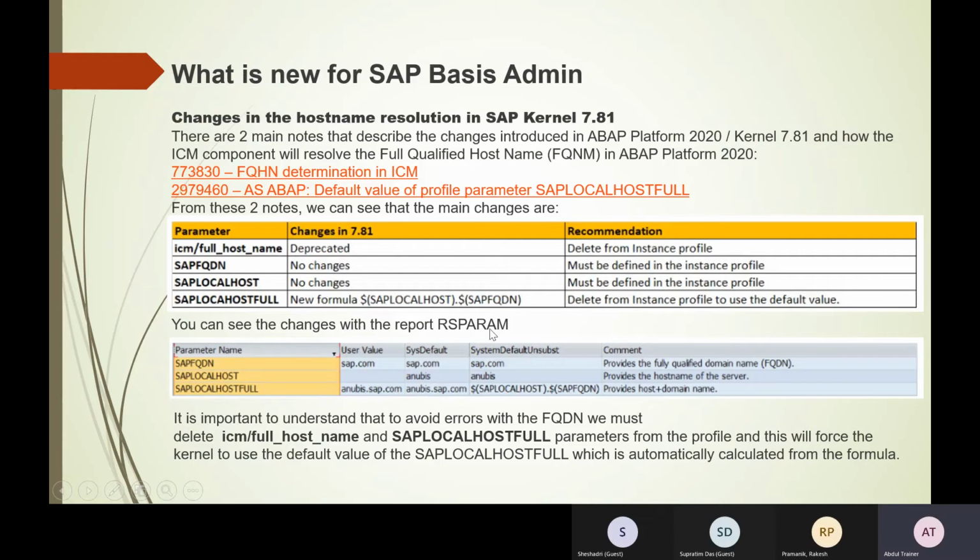You can see the changes with the reports. If you run the report RSPARM in the S/4HANA upgraded or converted systems, you will see only the valid ones.